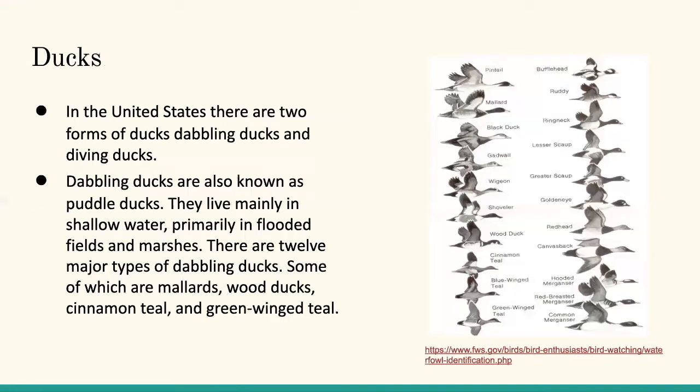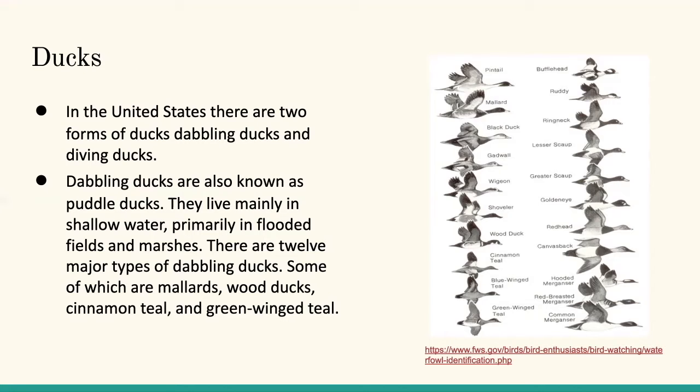In the United States, there are two forms of ducks, dabbling ducks and diving ducks. Dabbling ducks are also known as puddle ducks. They live mainly in shallow water or flooded fields and marshes. There are 12 major types of dabbling ducks, some of which are mallards, wood ducks, cinnamon teal, and green-winged teal ducks.